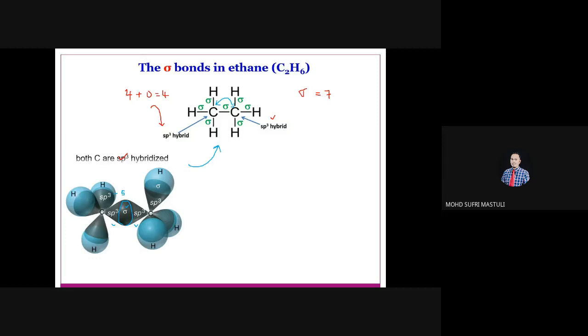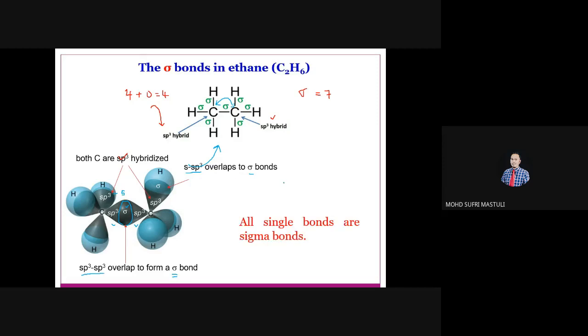So both carbons are sp3 hybridized, as we did before, on how to identify the hybridization. Between carbon and carbon is the overlapping of sp3 with sp3 to form sigma. Between carbon and hydrogen is s with sp3 to form sigma. All single bonds are sigma bonds.